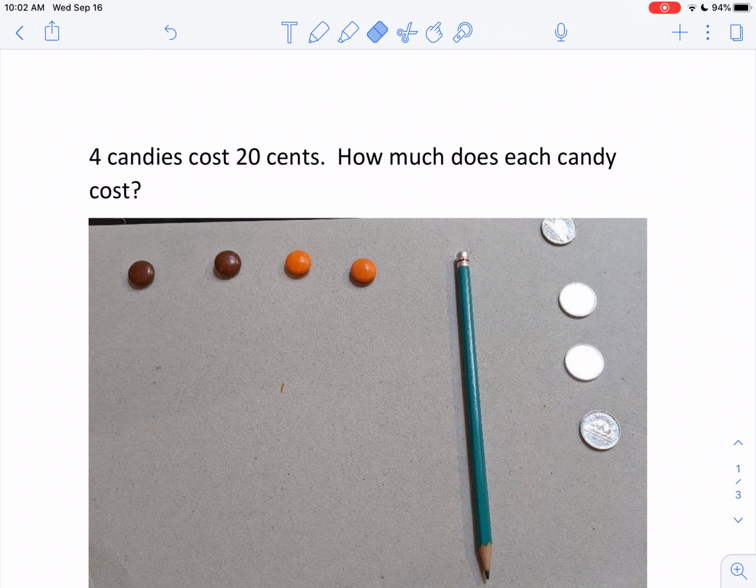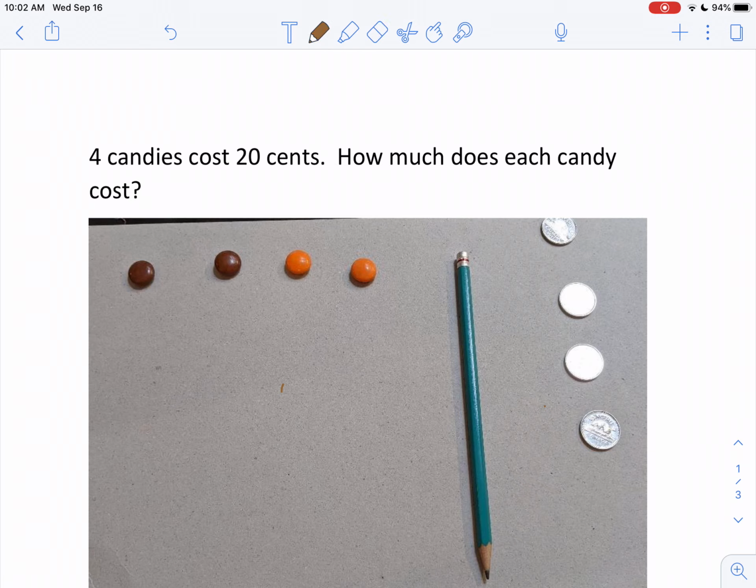In the counting candy activity, we're going to start with just one candy and a price for that candy and try and figure out how much each candy costs. So if I have 4 candies that cost a total of 20 cents, you might be able to sort of guess how much each candy costs, but how are we going to do this with a picture?